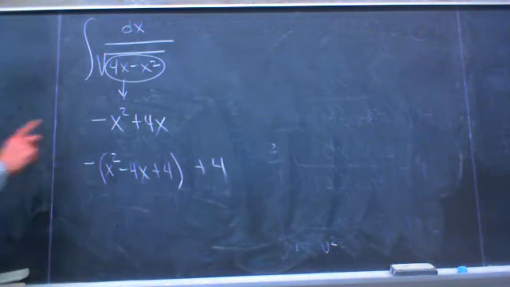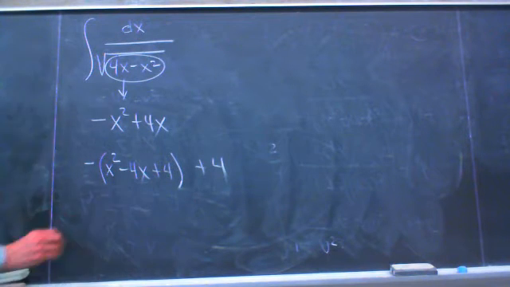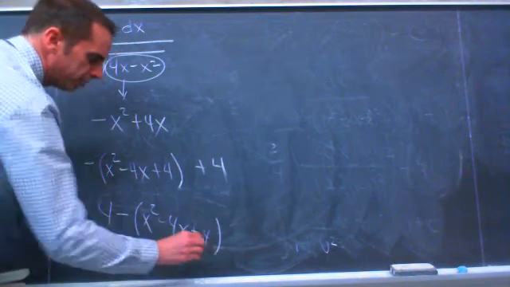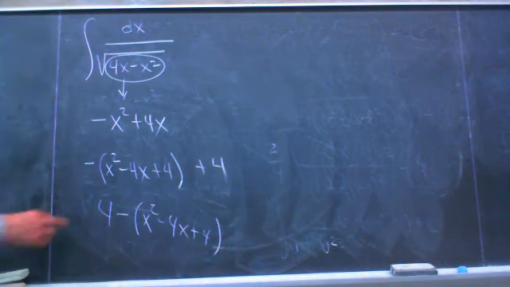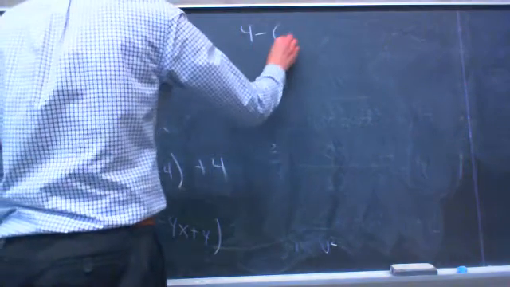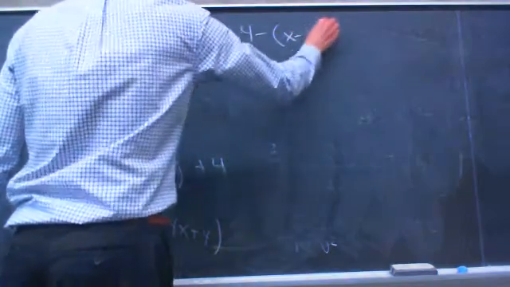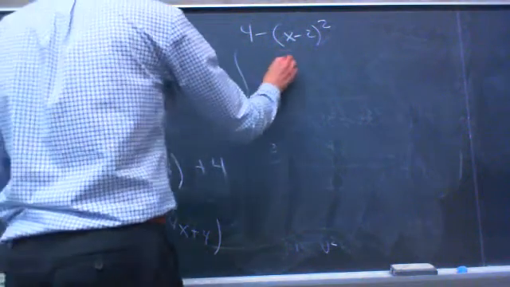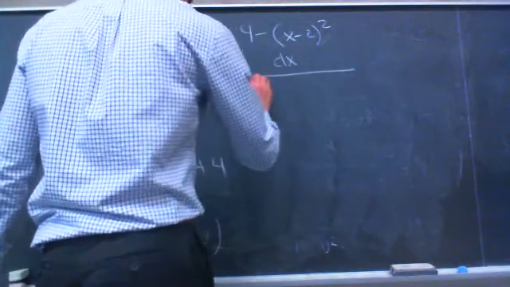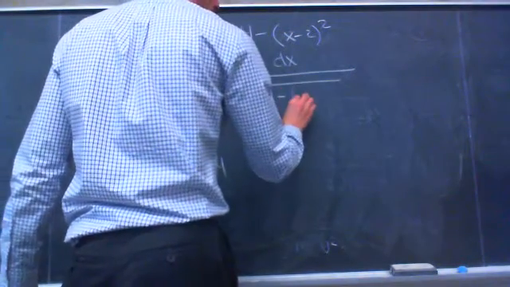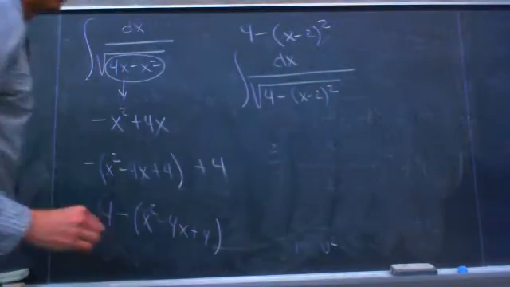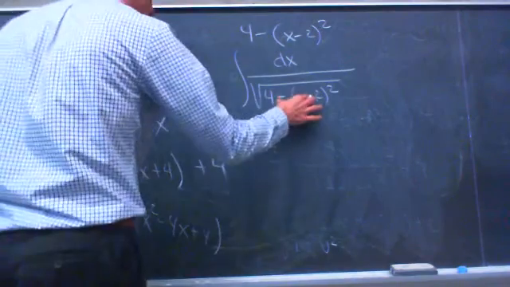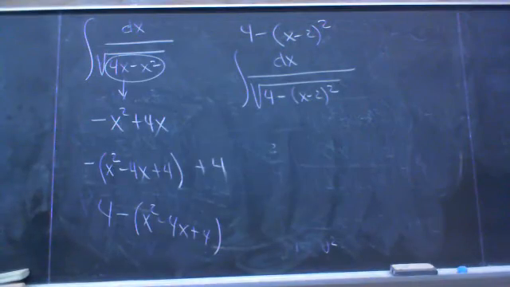They drop out, and I have that. So I'm going to rewrite that as 4 minus x squared minus 4x plus 4. Well, we know that that factors into 4 minus the quantity x minus 2 squared. So now this becomes the indefinite integral of dx over the square root of 4 minus x minus 2 squared. Okay? So again, this is algebraically equivalent to this.